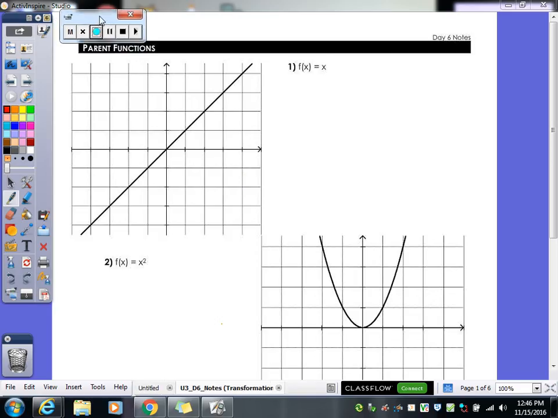So first thing we're talking about here are our parent functions. We have talked about parent functions before. We talked about them back in Algebra 1. Does anybody remember what a parent function is? No? Nobody. Your parent function is the most basic form of a function.